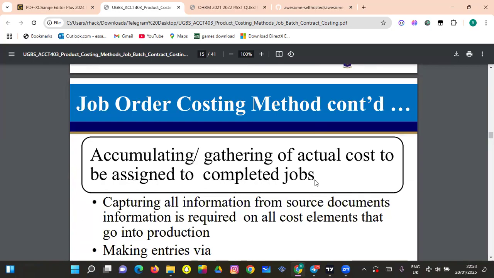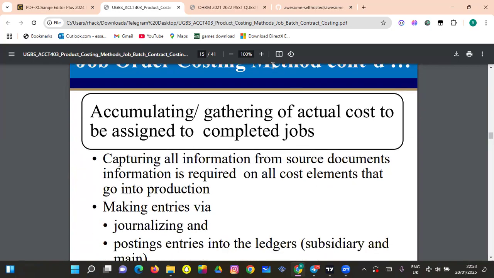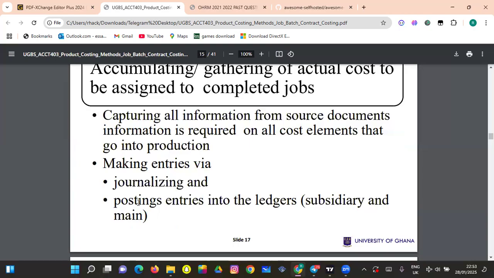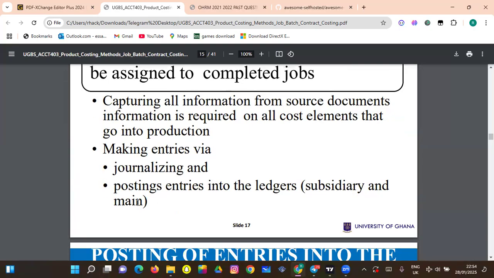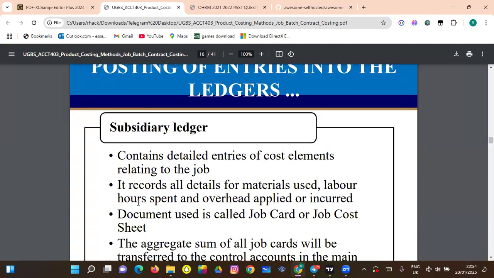Job order costing method, right? Here we move towards gathering actual costs to be assigned to the completed job. What we are going to do here is capture all information from source documents. Information is required on all cost elements that go into production. So we make entries via journalizing, where we are posting entries into ledgers, right?